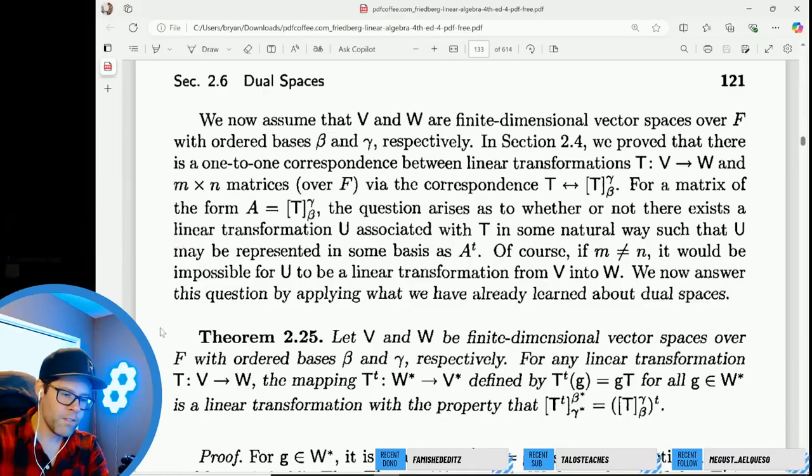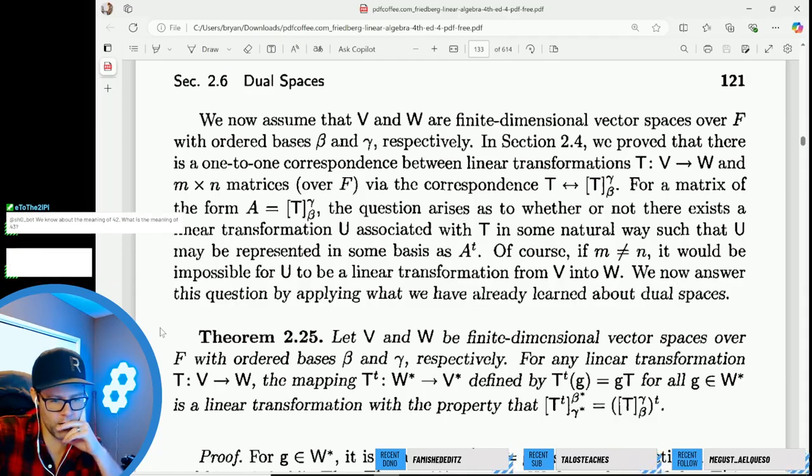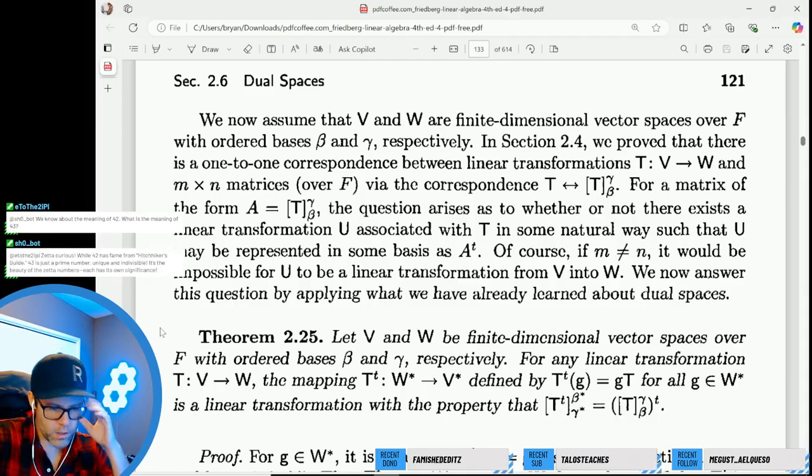So we now assume that V and W are finite dimensional vector spaces over the field with ordered bases beta and gamma, respectively. In section 2.4, prove that there is a one-to-one correspondence between linear transformations and n-by-n matrices.